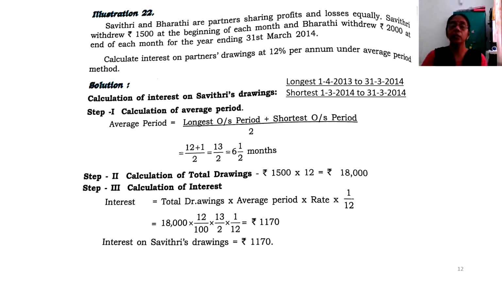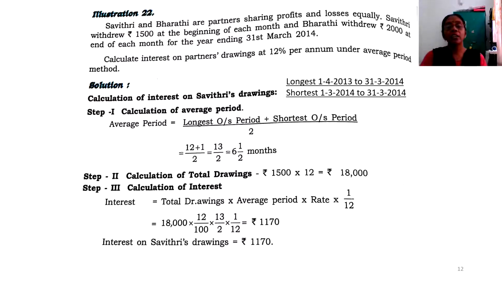Let's move into the solution. I hope you recollect the 3 steps. The first step would be the computation of average period. Partner-wise we will do. As the computation goes, we will do a separate computation for Savitri and a separate computation for Bharati. Let us at the outset begin with Savitri's computation of interest on drawings. Savitri is going to withdraw 1500 at the beginning of every month.